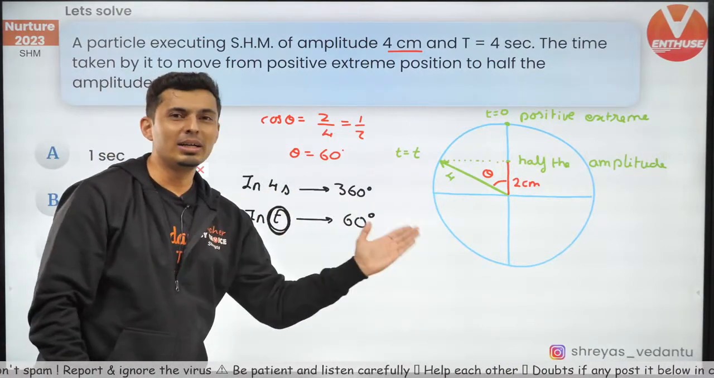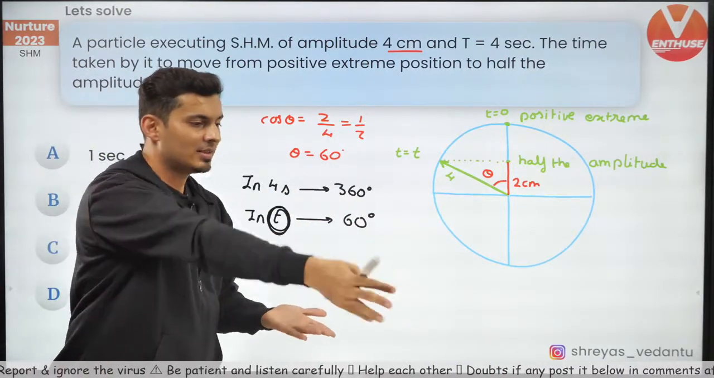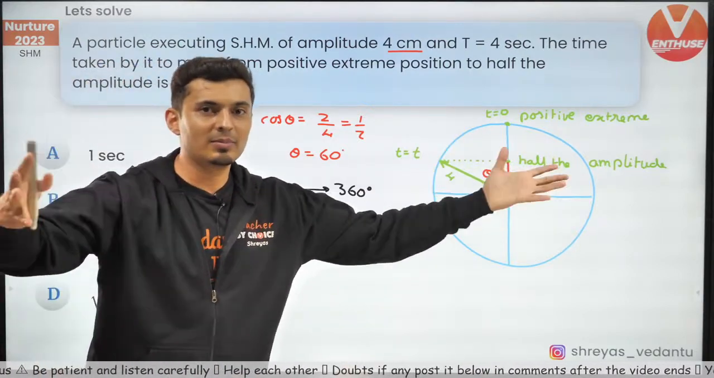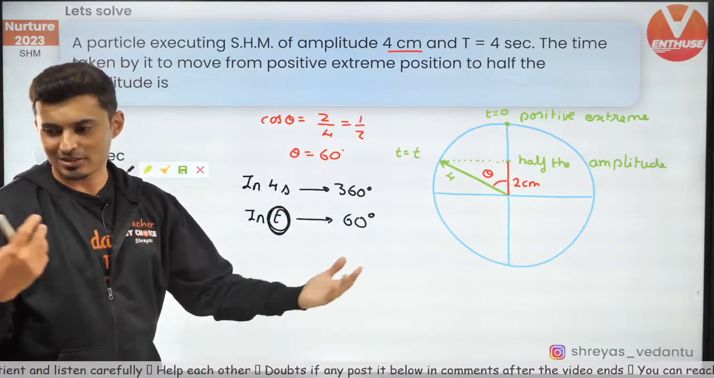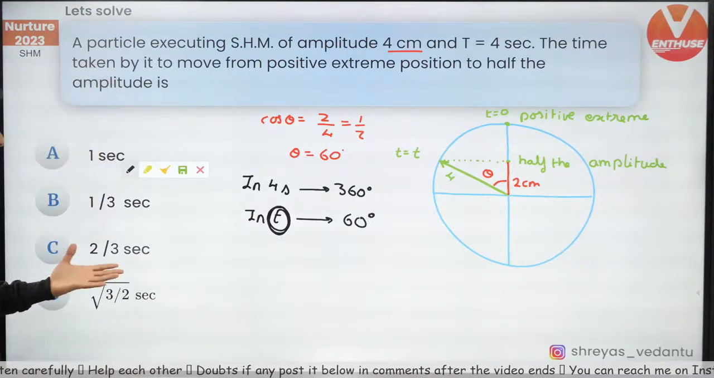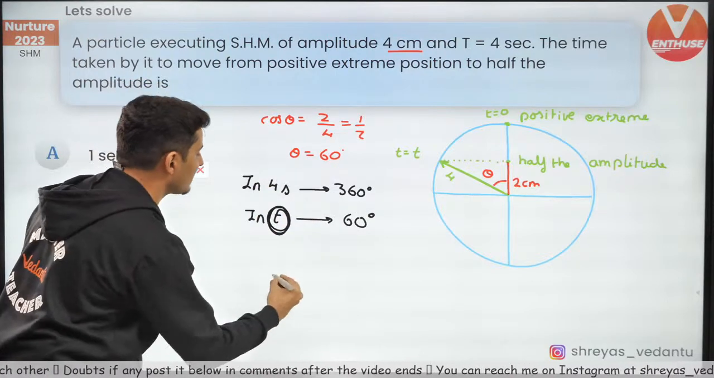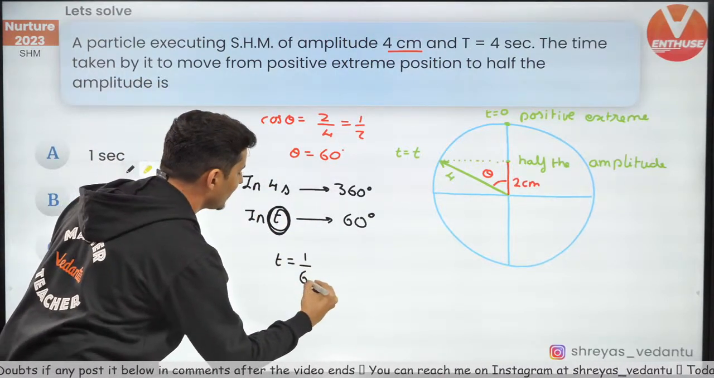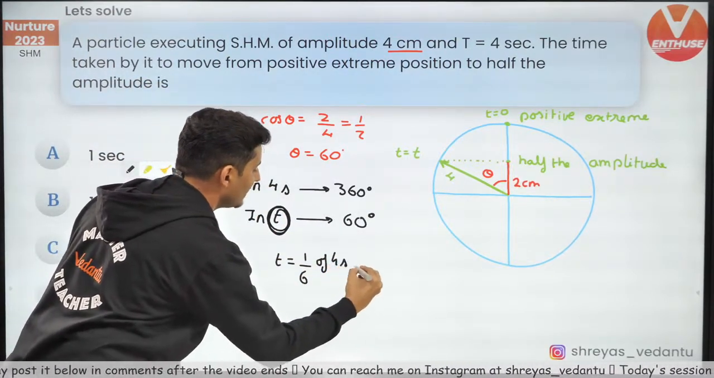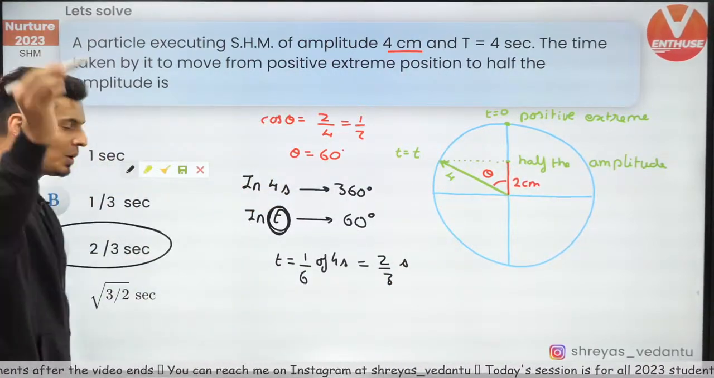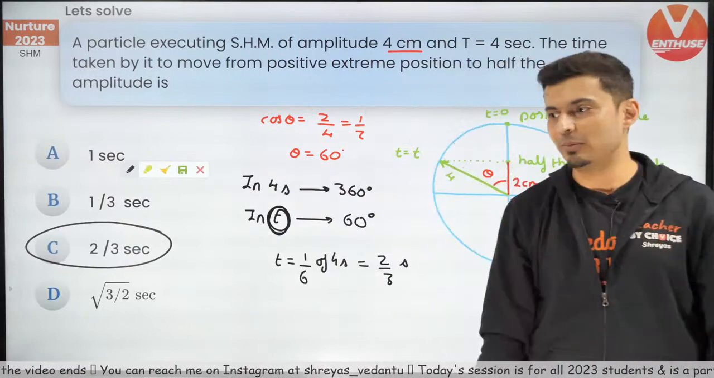Is it not like a unitary method? For this much it is this much. So for this much, how much is it? 2 boxes cost this much. 5 boxes will cost how much? Very, very easy. Many of you are saying option C. Come on. 60 degrees is 1/6 of 360. So t will be basically 1/6 of 4 seconds, which is 2/3 seconds. And most of you are correct. Very good. Proud of you, my warriors.